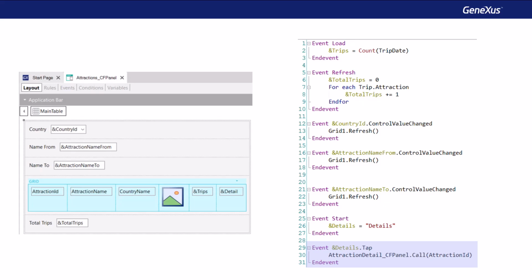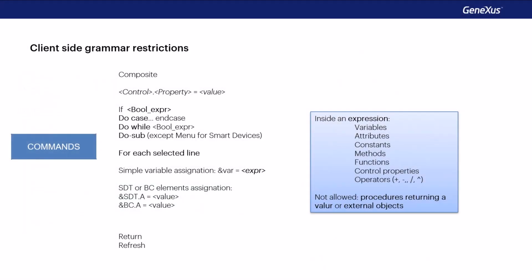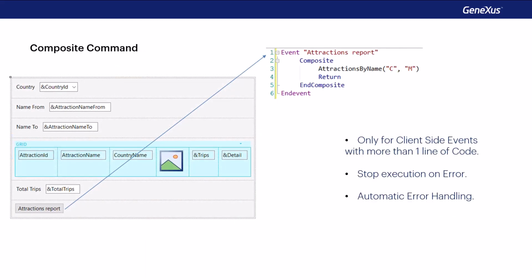Let's now look at the grammar of client-side events. For client-side events, there are restrictions regarding the commands that can be used, but not for server-side events. As for commands, the accepted ones are shown here. We won't go into more detail in this course. The composite command is used in client-side events in panel objects. This command is important because if an error occurs in the call sequence, it stops running, and the errors are automatically handled and displayed on the screen with no need to implement any programming.